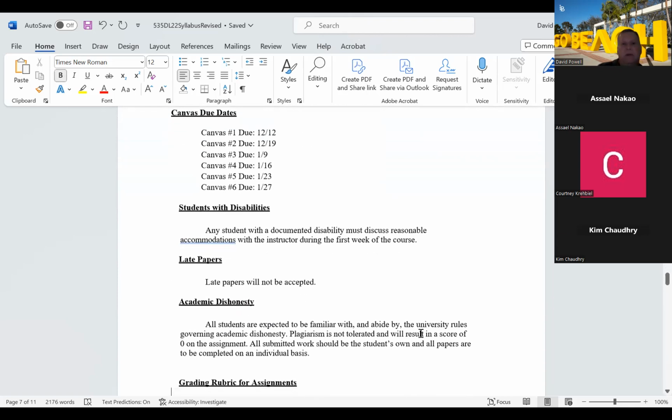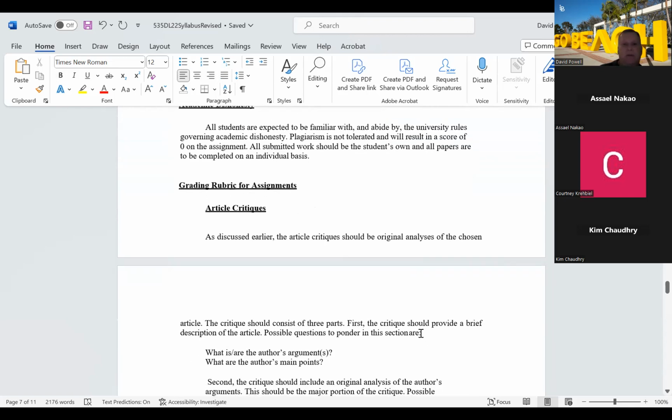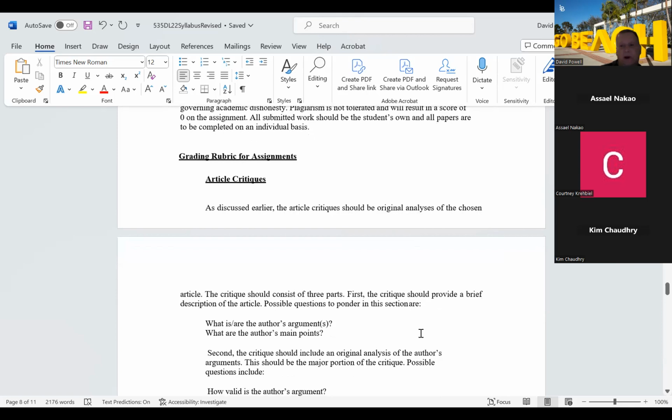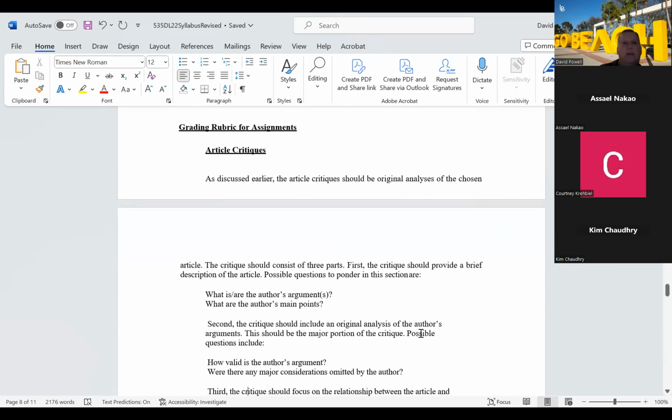The rest of the syllabus is probably familiar to you because it's the same types of disclaimers I have on all my syllabi and you saw in our 660 course. Let me just go through some more specifics on the grading for the different assignments.